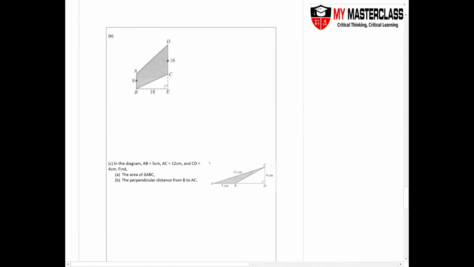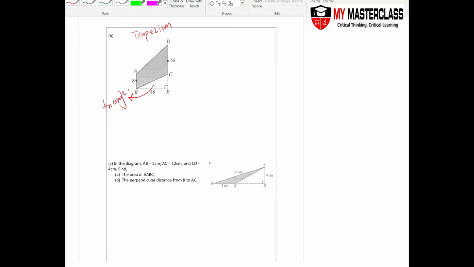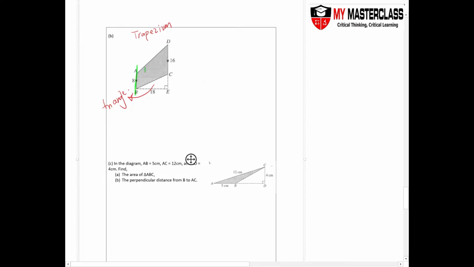Let's look at part B. Part B tells you this is actually a figure of what? Recognize that this is a trapezium, and this is a triangle. Can you see? Always remember, the rule of thumb is to identify where the parallel lines are in a trapezium. So this is your parallel line, correct? Once you're done, let's take a look.